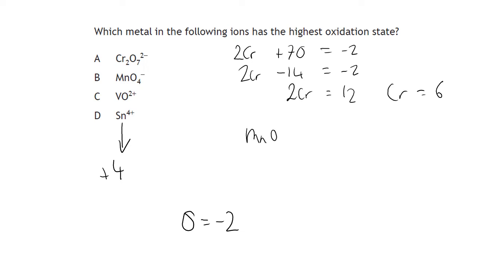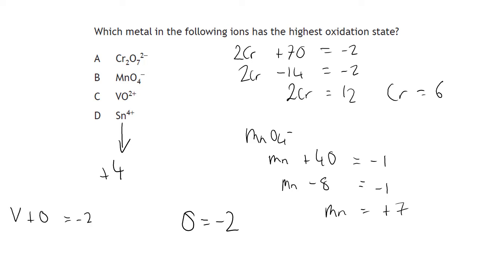Our MnO4 minus, well, that is manganese plus 4 oxygen equals minus 1. Manganese minus 8 equals minus 1. So manganese equals plus 7. So that's the one in the lead. Over here, I'm going to do vanadium. So vanadium plus oxygen equals plus 2. So that's vanadium minus 2 equals plus 2. So vanadium equals plus 4. So definitely our manganese has the highest oxidation state. Remember, oxygen is always minus 2. Halogens, so chlorine, fluorine, bromine, etc., those are always minus 1. And if there's hydrogen in there, hydrogen is always plus 1.